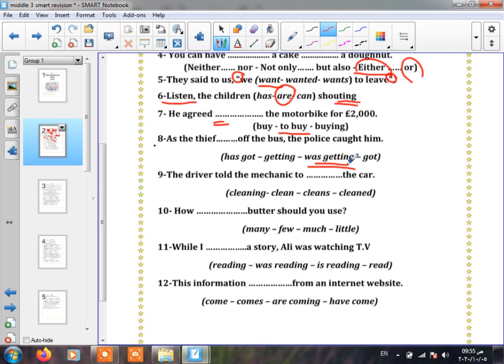Okay. Number 9, the driver told the mechanic to clean the car.